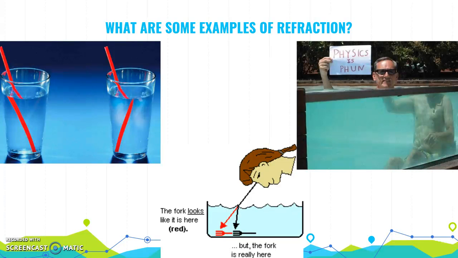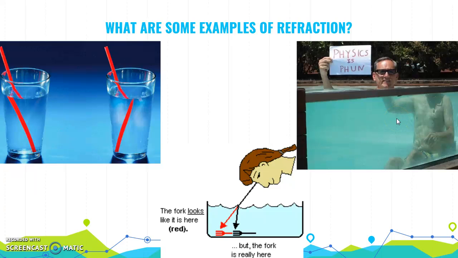Here are some examples of refraction. Over here we see a straw being inserted into a glass and how it looks like the straw has bent, but really we know that it's still our full straw. This is just an example of refraction. Here we have another example where this girl is looking into some water, and it seems like the fork is over here, but really the fork is right here.